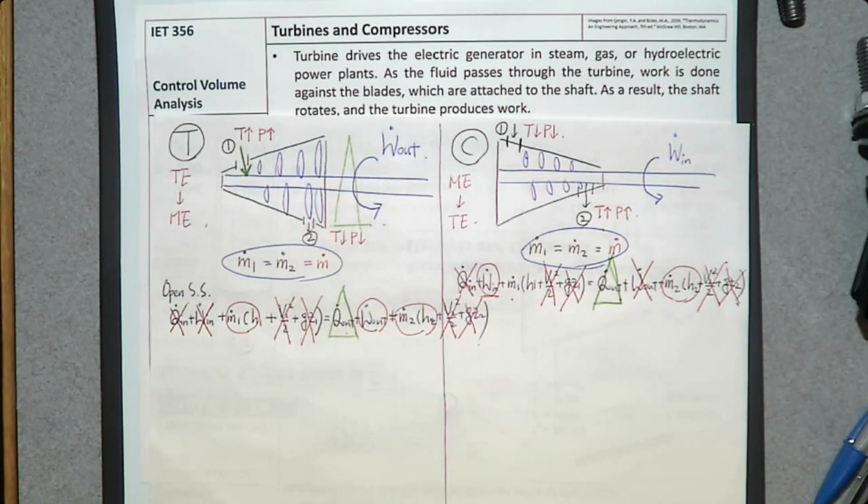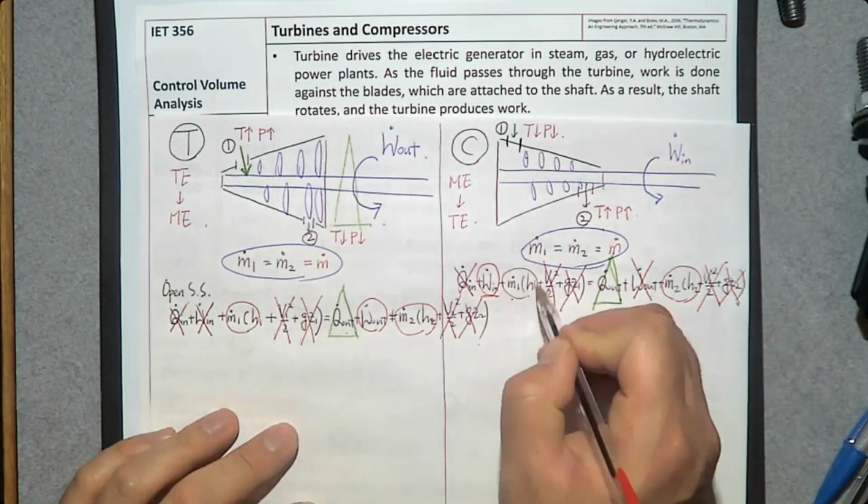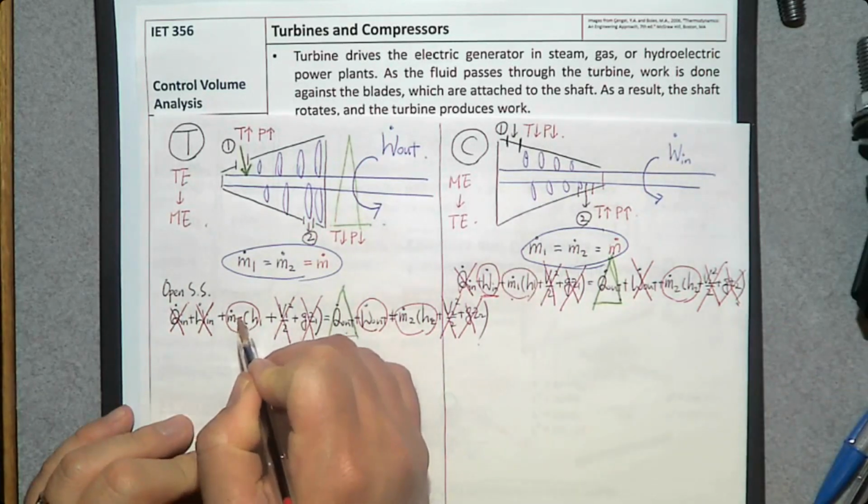How many inlets? How many exits? Just one. So m dot number one is the same as m dot number two, just m dot. So I can remove the subscript.